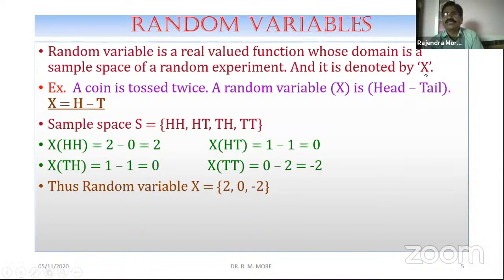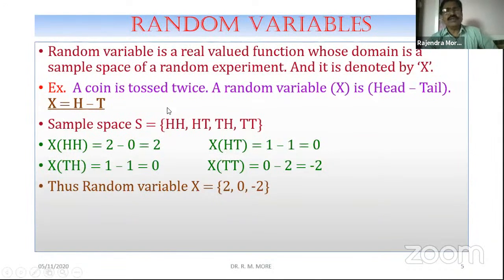It may be capital X or small x. Okay, so it is a real valued function and it can lie within the same sample space of the random experiment. For example, if we toss a coin two times, then what can be the random variable? Head minus tail. So this random variable X is H minus T.